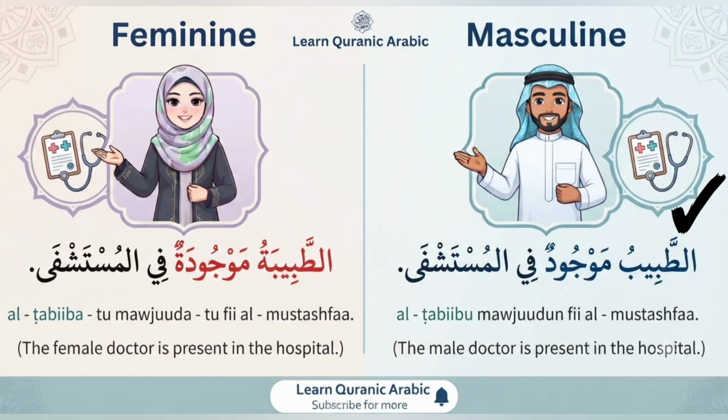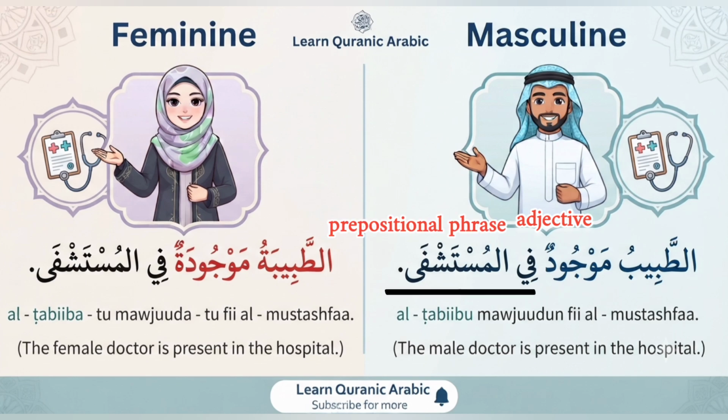الطبيب موجود في المستشفى. Meaning, the male doctor is present in the hospital. الطبيبة موجودة في المستشفى. The female doctor is present in the hospital. The word موجود is made on the pattern of مفعول from the root واو جيم دال, is adjective and the predicate of the sentence. في المستشفى is a prepositional phrase and the part of the predicate.